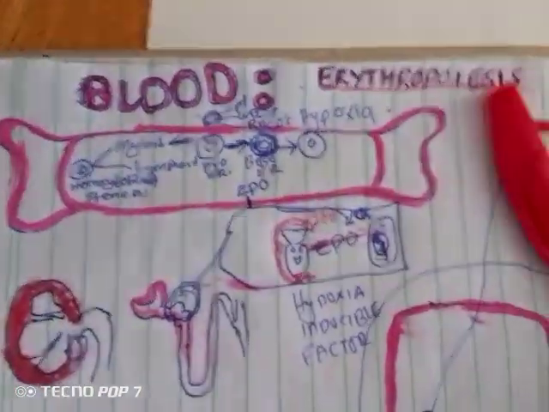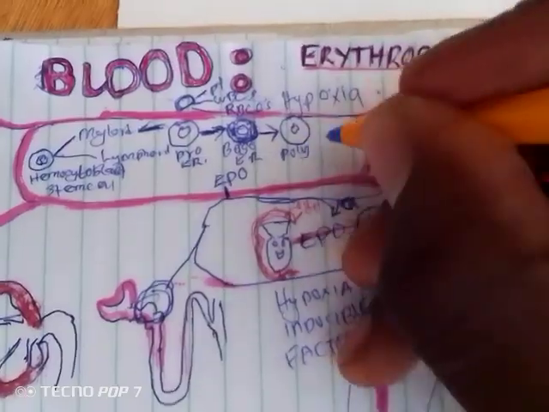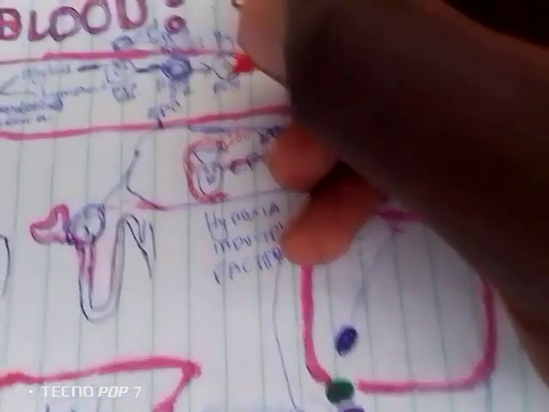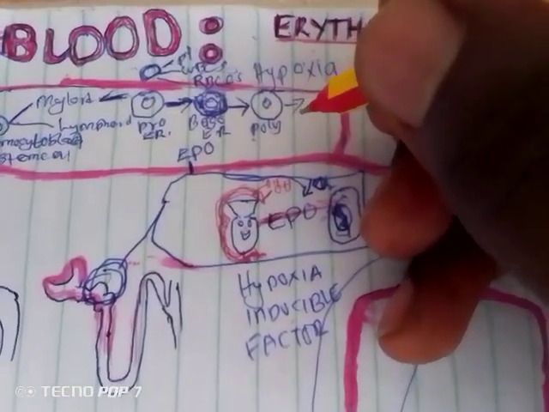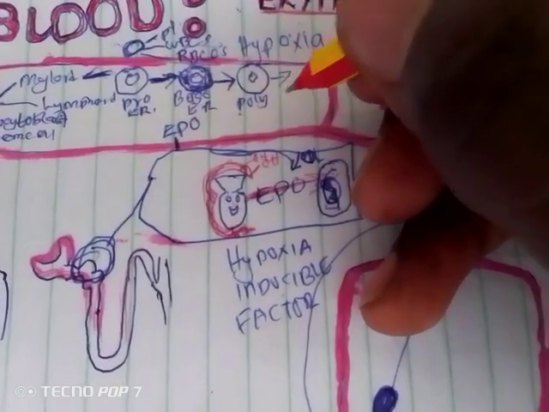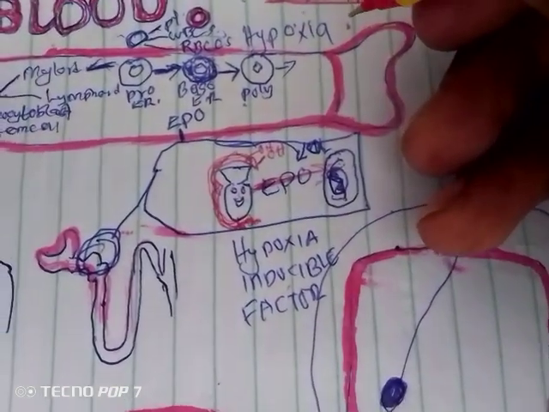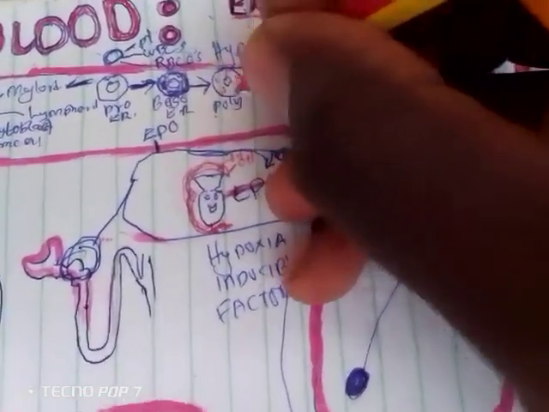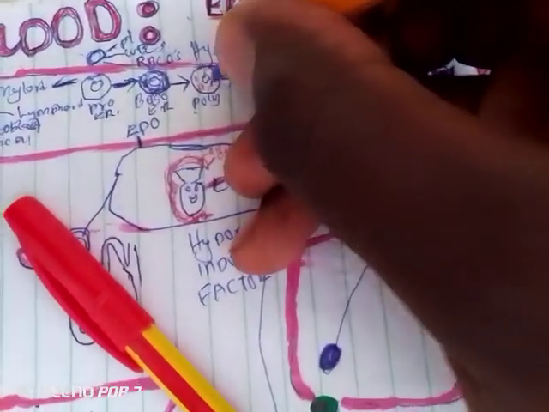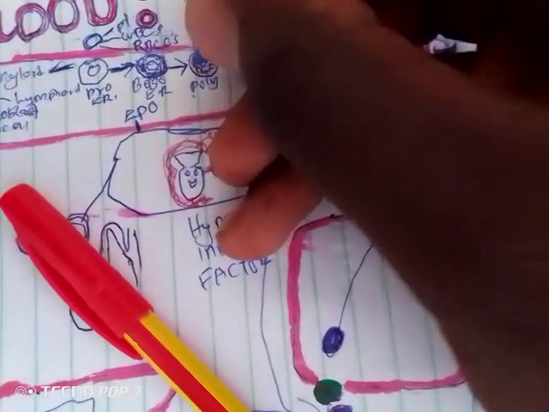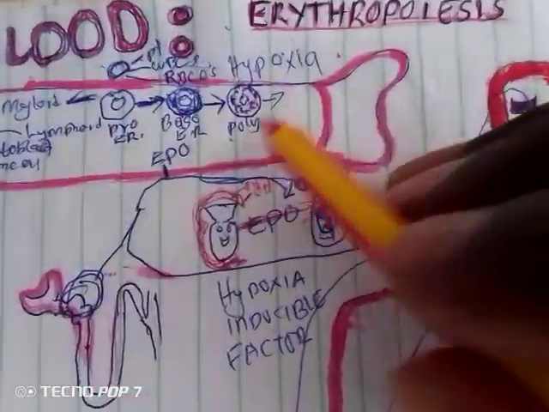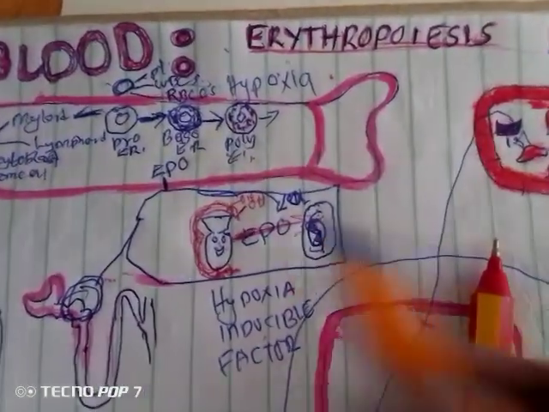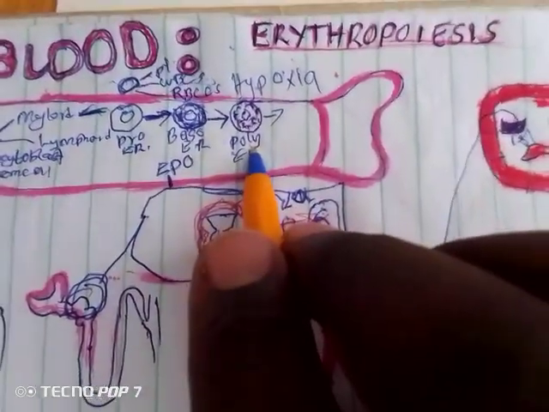This one is called polychromatic. The reason is that some of the RNA has been translated, and transcription of DNA is going on and translation of RNA is going on. That's the reason why polychromatic, because there is red, and also there is bluish. Some of the RNA is not yet translated. So that's why it's called polychromatic erythroblast.